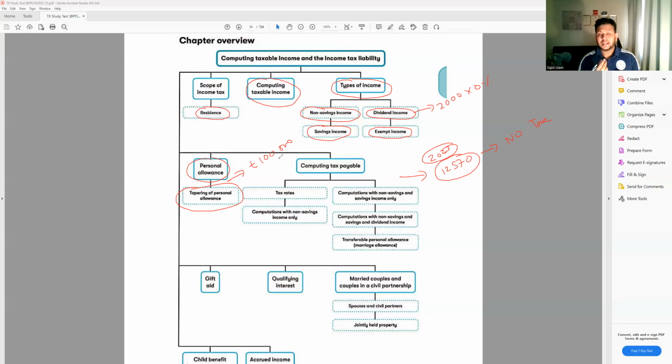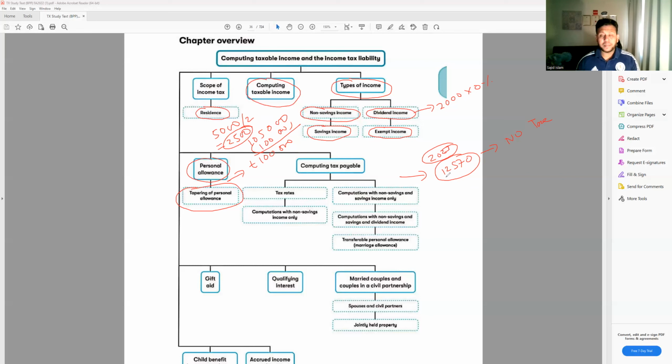What does that mean? For example, if someone earned 105,000, that means he is earning more than 100,000. So we're going to minus 100,000 from here. And the remaining 5,000 is his earning in excess of 100,000. For every £2, he's going to lose £1 of personal allowance. That means we're going to divide by 2. So 5,000 divided by 2 is 2,500.